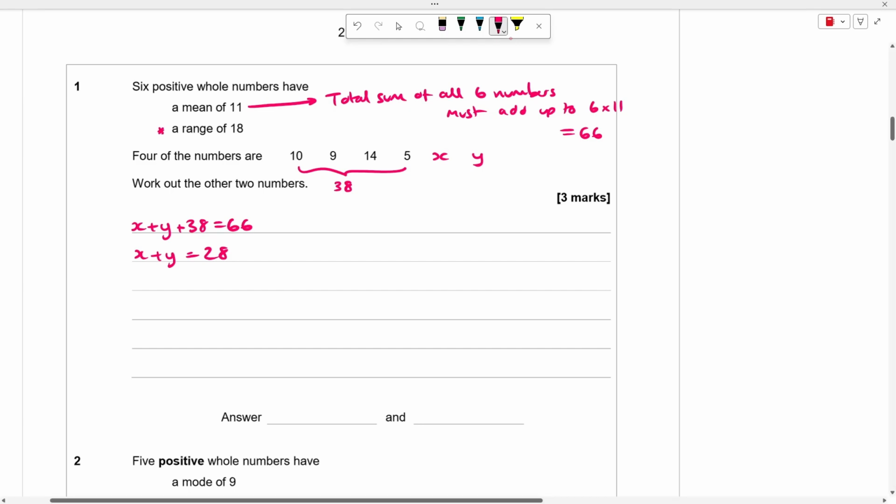Now the next thing I look at is the range of 18. Well, so far I don't know whether x or y is going to be a number smaller than 5, but we know that at the moment 5 is the smallest number. So if I then add 5 to 18, which is the range, then I'm going to get an answer of 23. And if I was to add 5 and 23 together, that comes up to that number of 28. So the only combination I can then have is going to be 5 and 23. And you can write those numbers in any order you wish.